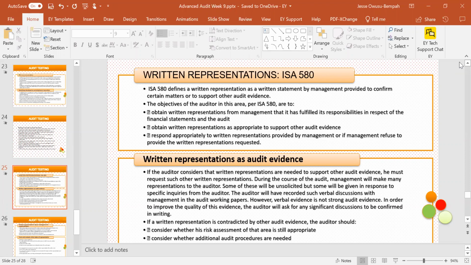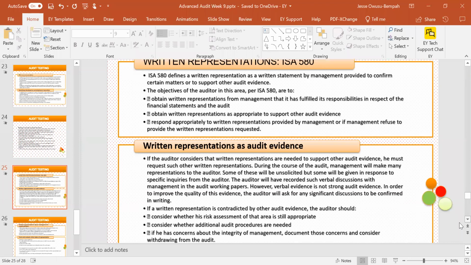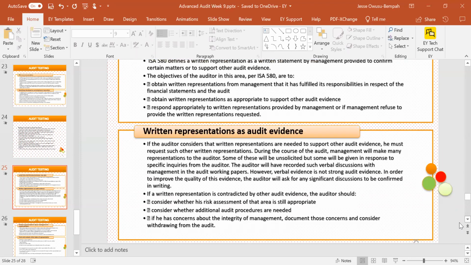So you must get a written document from management to say that we have fulfilled all our responsibilities. It's very, very important. Now let's look at written representations as audit evidence, the written document itself as audit evidence. If the auditor considers that written representations are needed to support other audit evidence, he must request such other written representations.